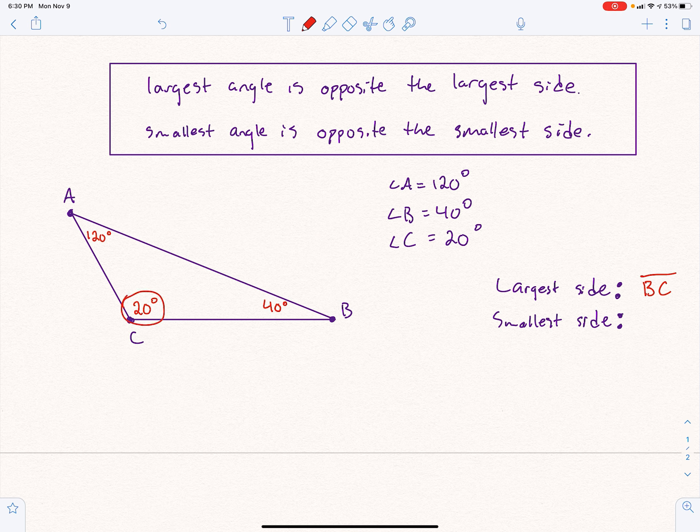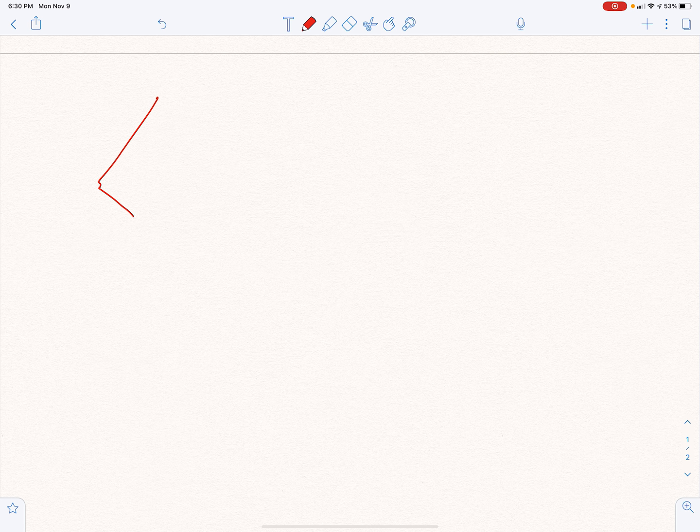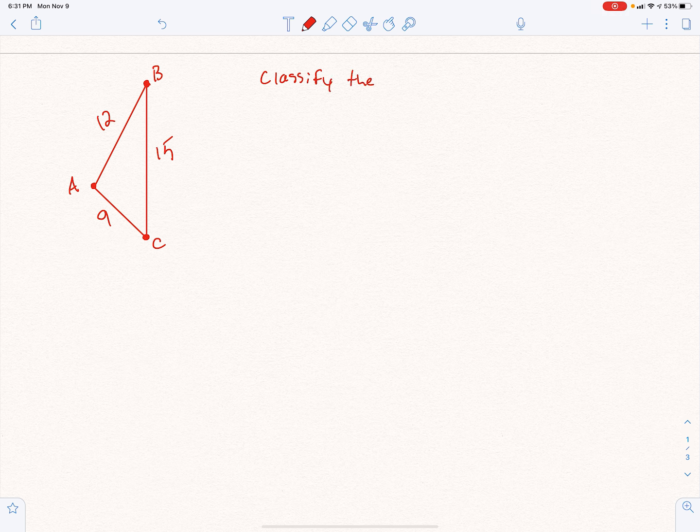All right, moving on, talking about that same exact concept. If I had another triangle that looked like this, let's call this triangle also triangle ABC. So if I looked at this and I said that was 12 and that was 15 and this was 9, two things I want to do. I want to classify the triangle by sides. And I want to list the angles from small to large. So these are the two questions that I'm going to answer.